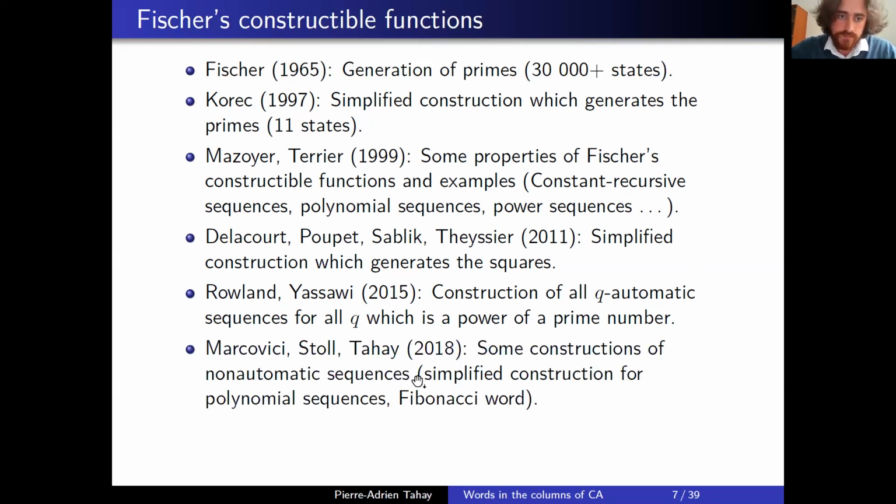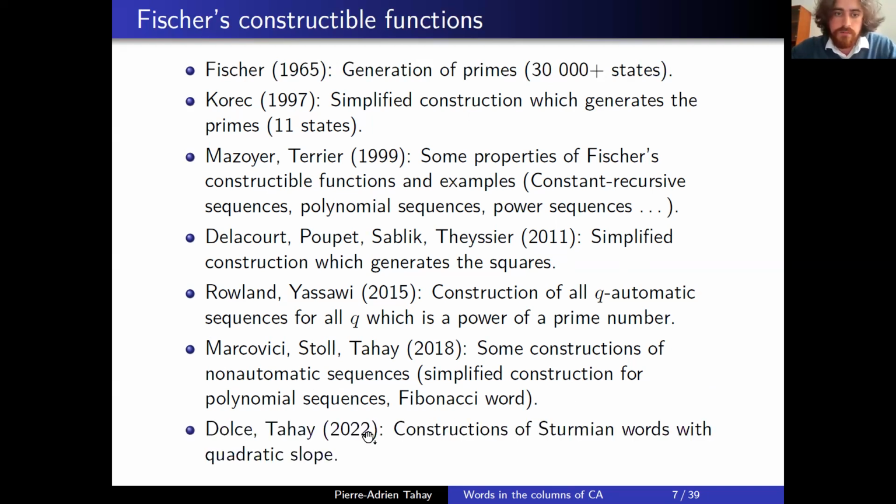In 2018, with Marcovici and Stoll, we obtained some constructions of non-automatic sequences. We simplified the construction for polynomial sequences from the construction of the squares obtained by Delacourt, Poupet, Sablik, and Theyssier. And we obtained a construction of the Fibonacci word, which is an emblematic non-automatic sequence. And recently, with Francesco Dolce, we obtained a new result for the construction of Sturmian words with quadratic slope. In fact, the Fibonacci word is also an example of a Sturmian word with quadratic slope.